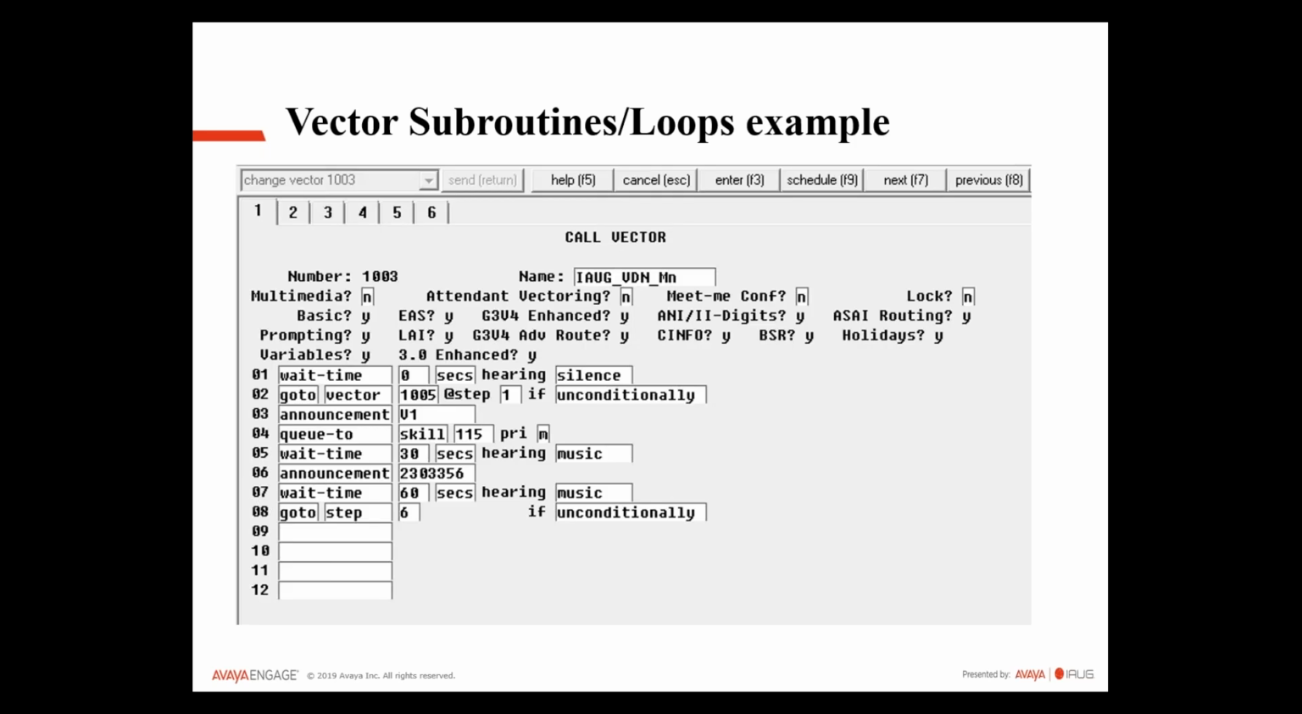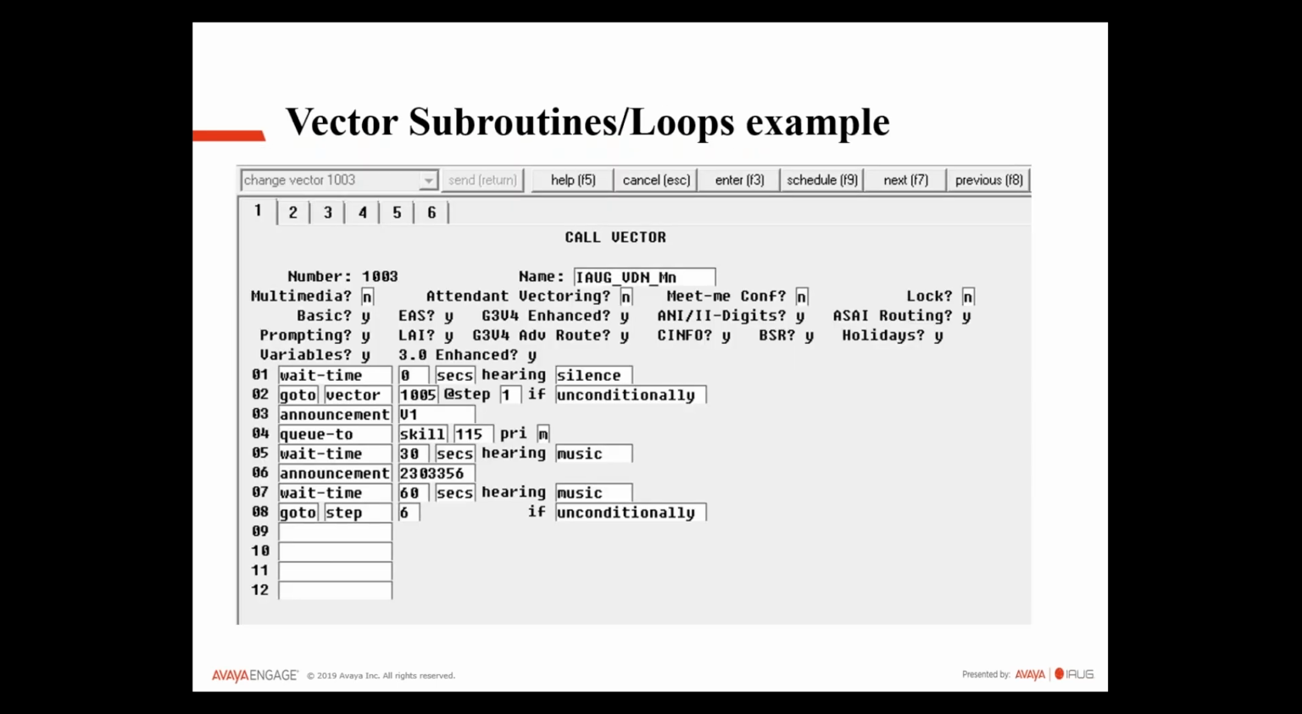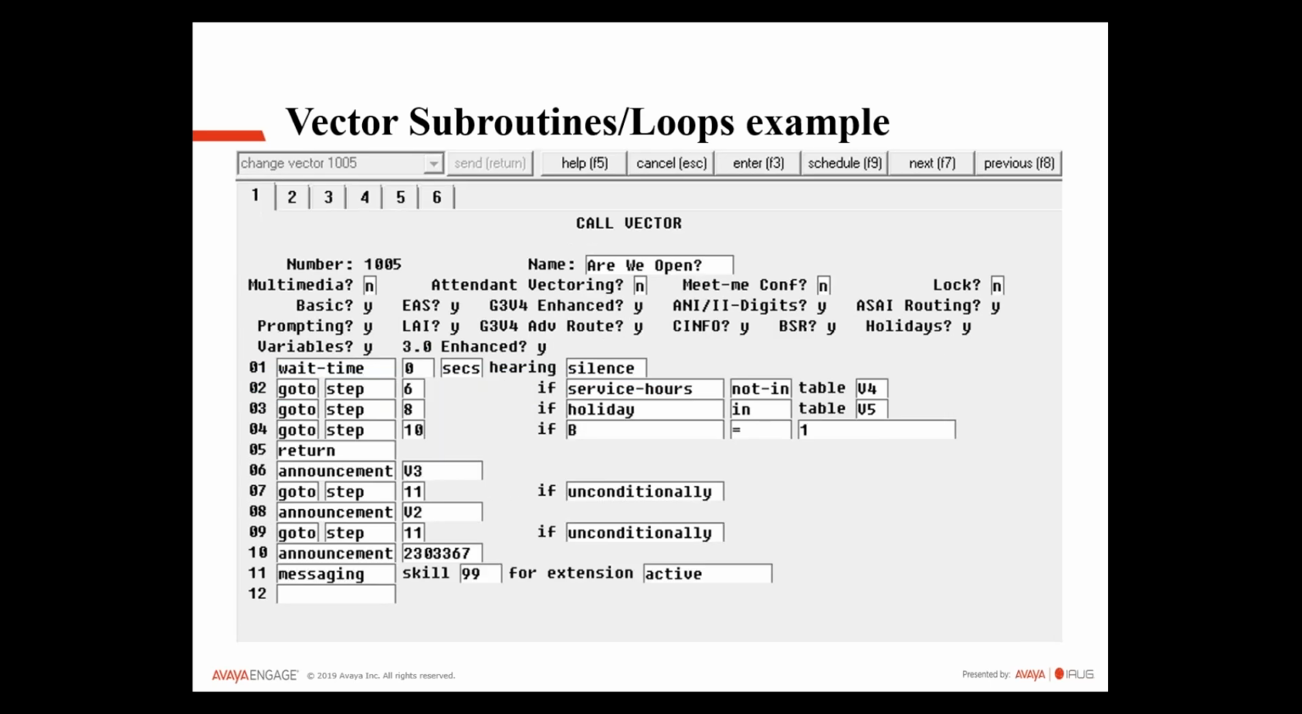So here you'll see, here's our main vector again. Whereas before we checked for service hours and holiday and everything else right in this one vector, we can keep it shorter, simple, and send it out. So what we're going to do is go to vector 1005 at step 1, unconditionally sending it out to do our check, which is here. Are we open? So we're going to do the same steps that we had in our other vector, all grouped together, but do it in this one place.